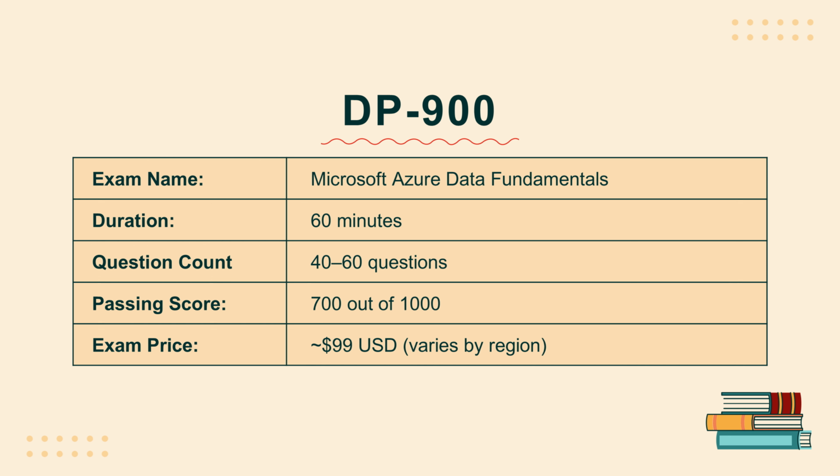And just for context, that DP-900 exam covers the basics of data in Azure. Microsoft calls it Azure Data Fundamentals. It's usually about an hour long. Yeah, 60 minutes, maybe 40 to 60 questions. You need a 700 score out of 1,000. And I think it costs around $99 US, give or take, depending on where you are?